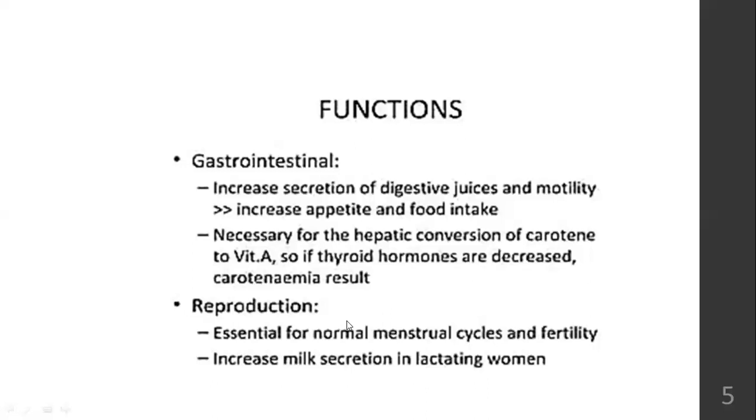Okay. Reproduction. In your reproductive organs. Essential for normal menstrual cycles. Okay. Women who have abnormal thyroid functioning, they will miss their cycle. They will not have a normal menstrual cycle. Okay. Fertility issues are common among thyroid patients. And if you have good secretion of thyroid hormones while lactating, there will be increased milk secretion, increased milk production. Okay. Because of the presence of thyroid hormone.